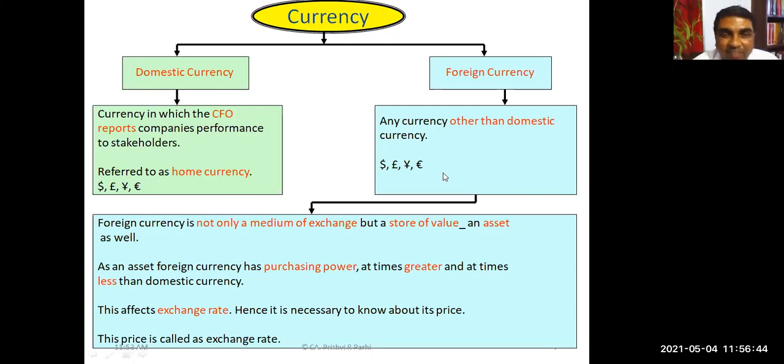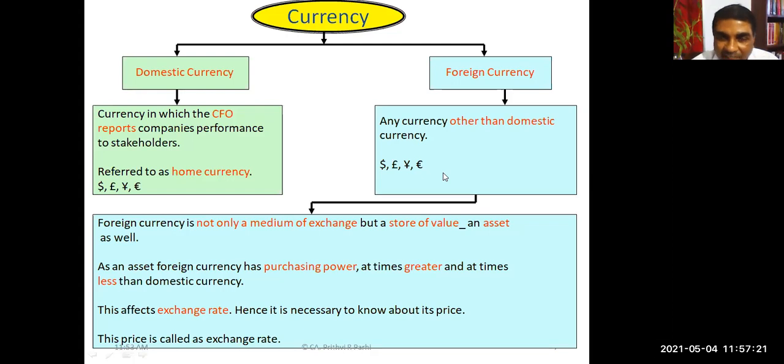And here, within the country, when you are dealing in business within the geographical boundary of the country, the currency is a medium of exchange. But when you talk about foreign currency, it is not only a medium of exchange, it has got a store of value. That means it is treated like an asset. It has got a value and the value fluctuates, meaning it goes up, it may come down. So foreign currencies are treated just like an asset.